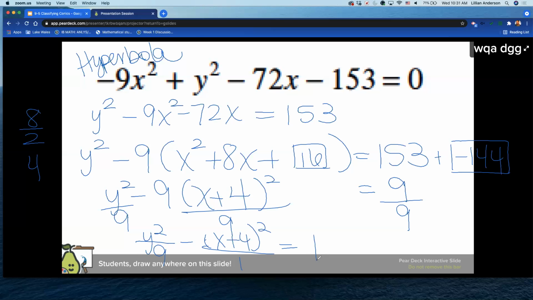Somebody online, what's the center of the hyperbola? -4, 0. Yeah, -4, 0. Make sure that you do not mix these up. Even though the y's are first, remember it's still HK. H is with X, K is with Y. And last thing I'll ask from the lesson from Monday, what is the eccentricity?